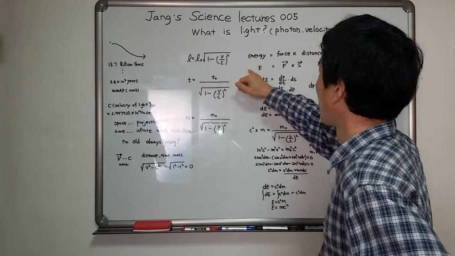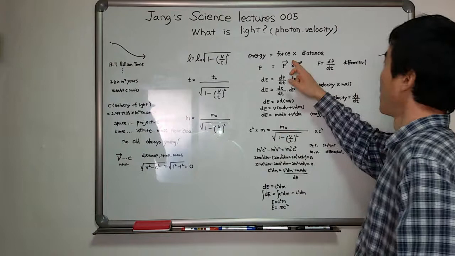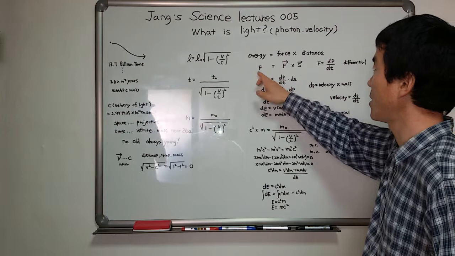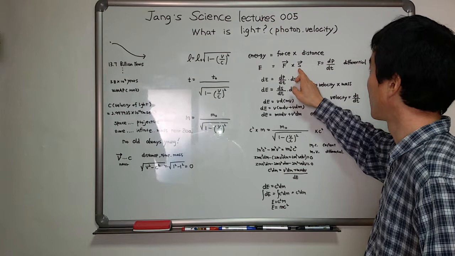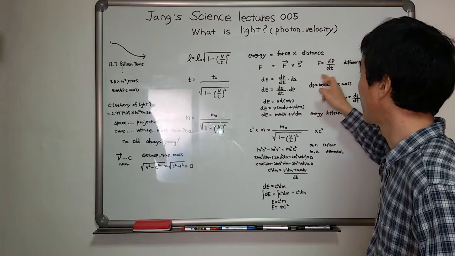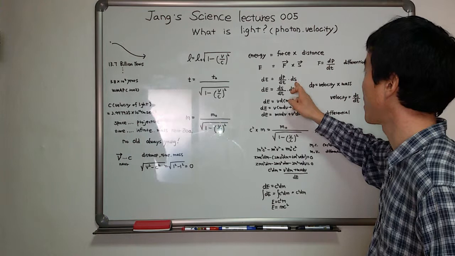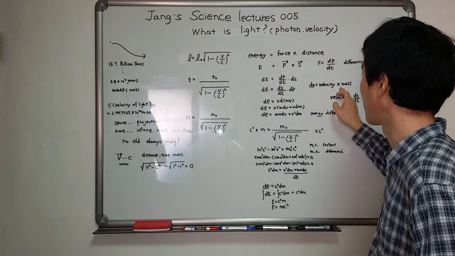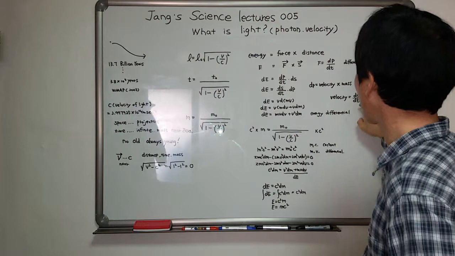First of all, we have checked that energy is force times distance, with the character E, vector F, vector X. The differential is F equals dP over dt, okay? dE over dt, and ds over dt is the velocity of mass. Velocity is a vector, distance over time.